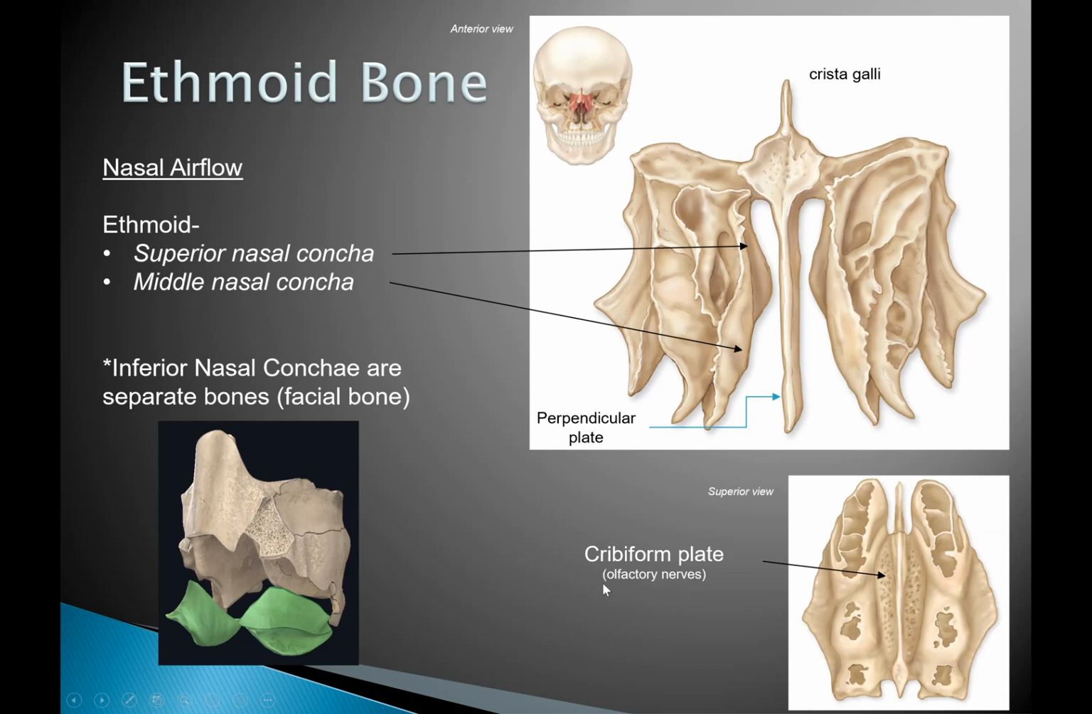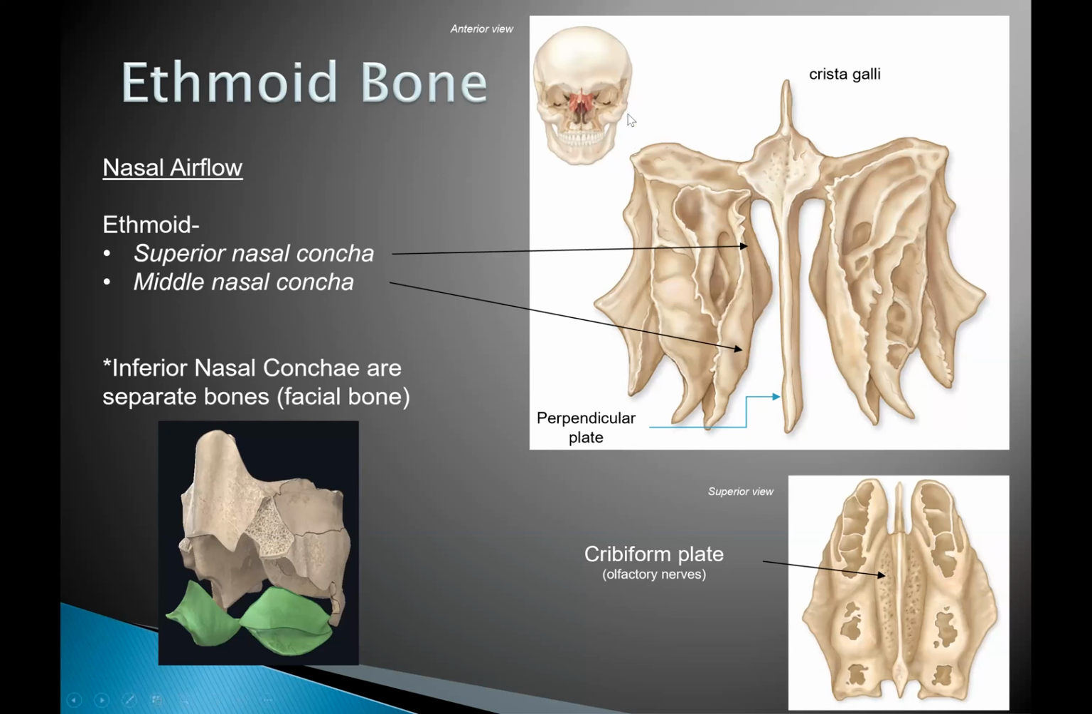Do you guys know what olfactory means? Smell. Yeah, very good. So this connects to your nostril. Your olfactory nerves will come out of these holes, and that's what senses smell. Okay, so it goes through the cribriform plate up to your brain.